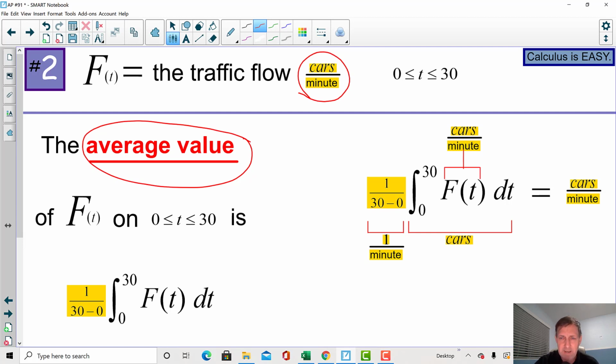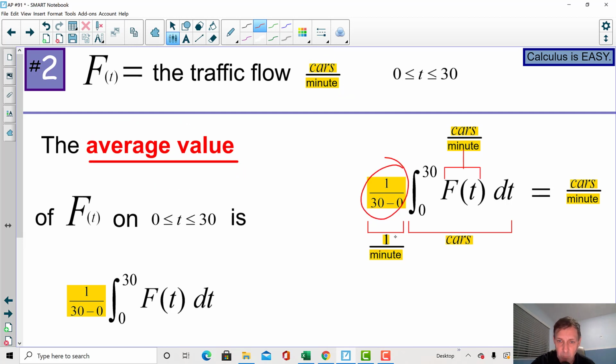Let me show you why that happens. Well, over here, we're dividing by b minus a. And both a and b are units of time. So in this case, those units are minutes. So really the units here would be minutes on the bottom. So this piece here is giving us 1 over, and then the minutes would be on the bottom.